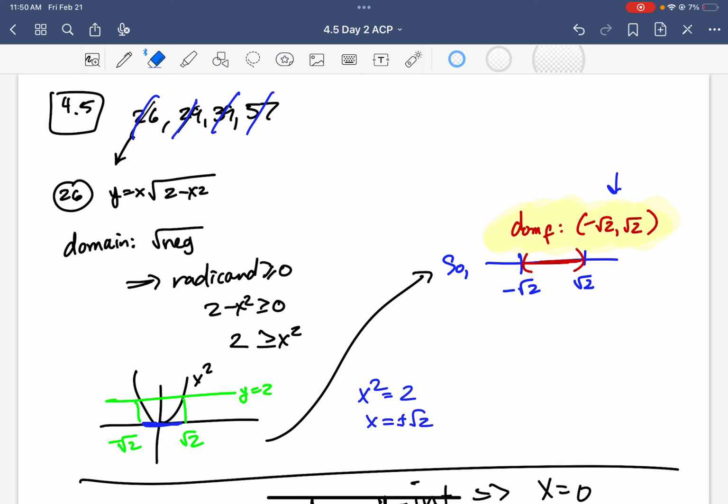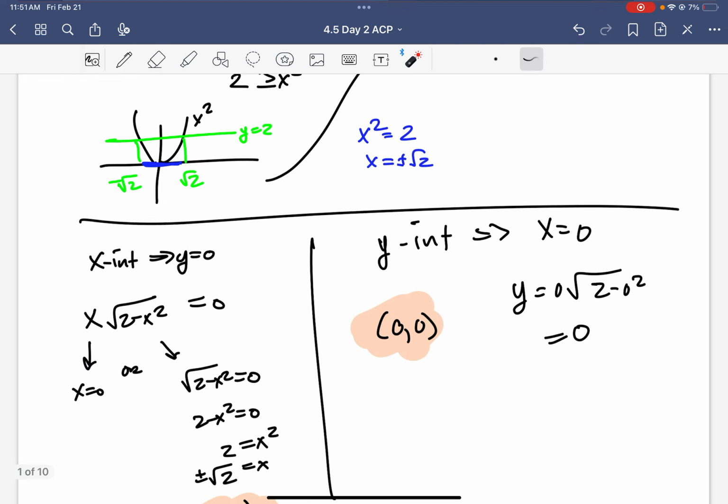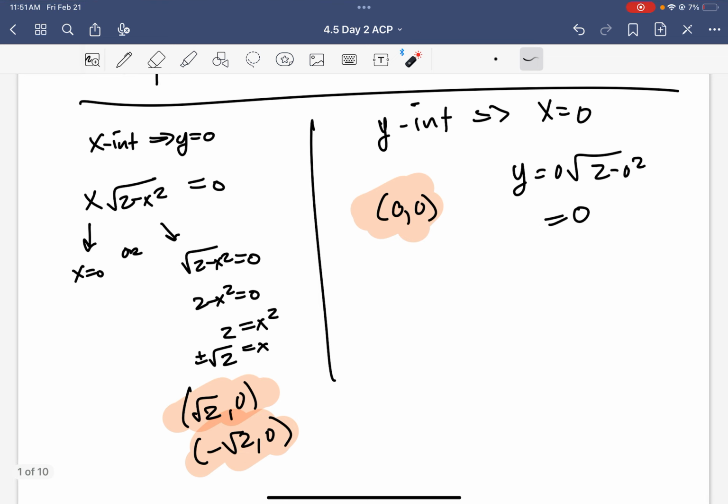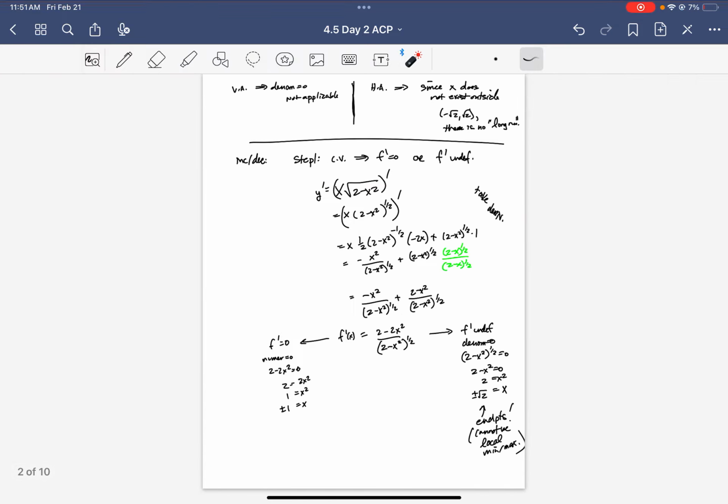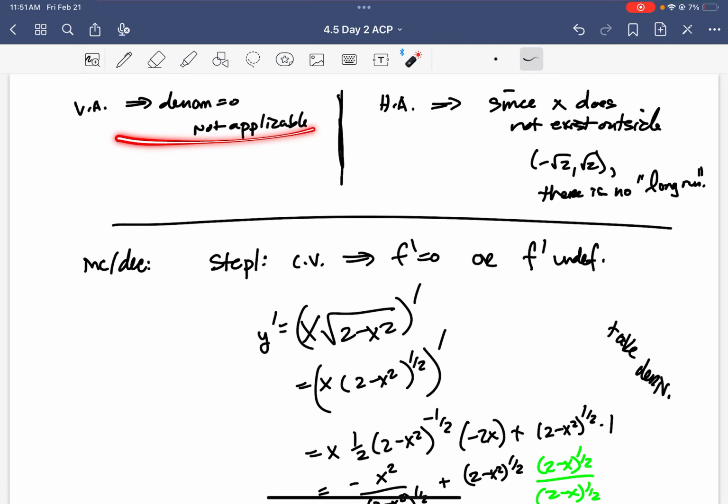Okay. Let's keep on going. So then the x-intercept is where y equals 0. I set this equal to 0. I get this or this. When you solve, don't forget when you take a square root, you get plus or minus. You get these intercepts. The y-intercept is where x equals 0. So when you put in 0, you get this. Vertical asymptotes are not applicable here. We do not have a denominator, and there's nothing that would let us know that is an issue.